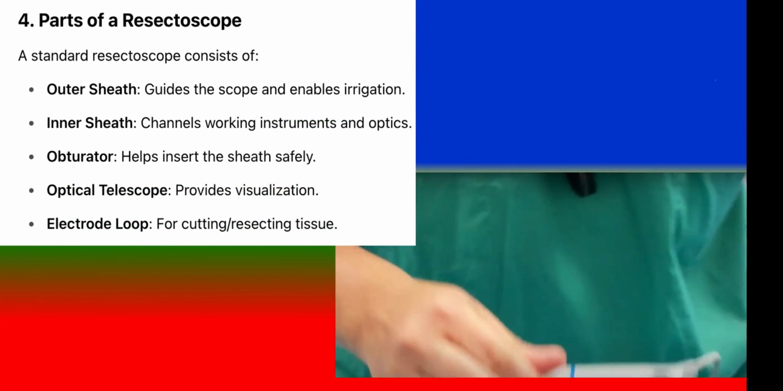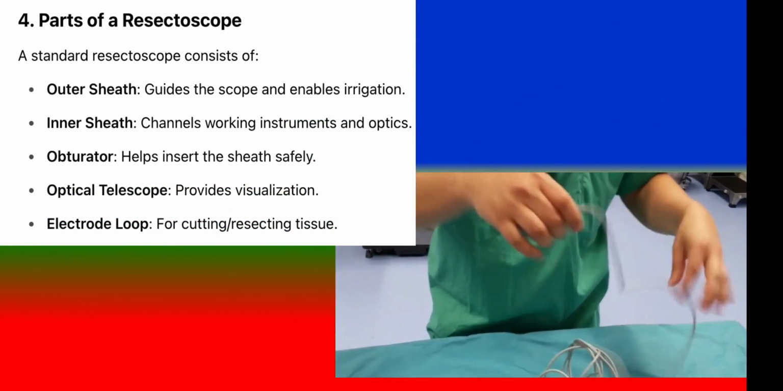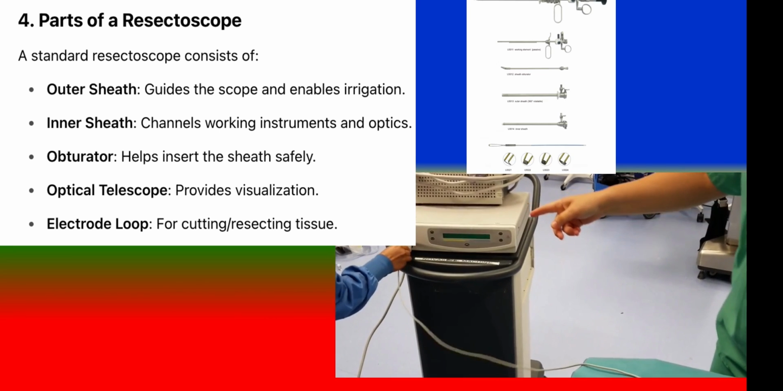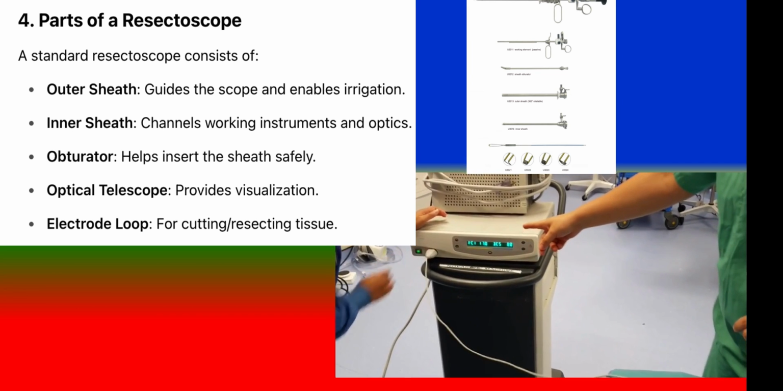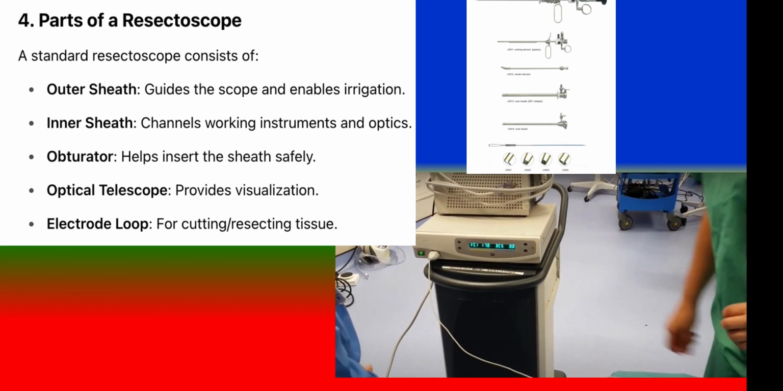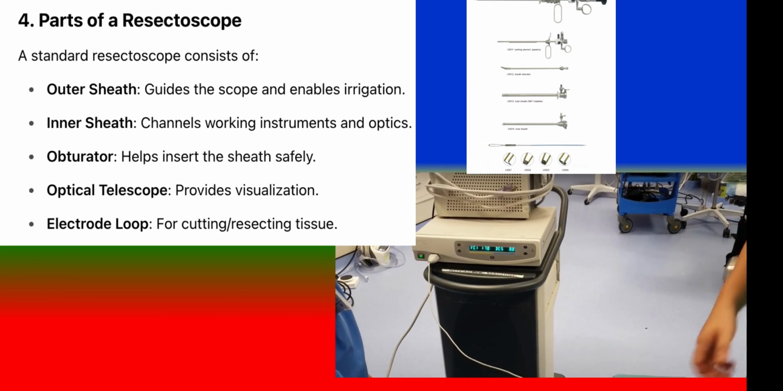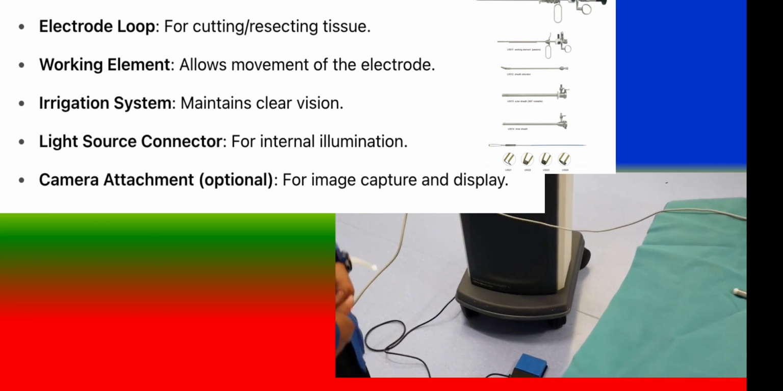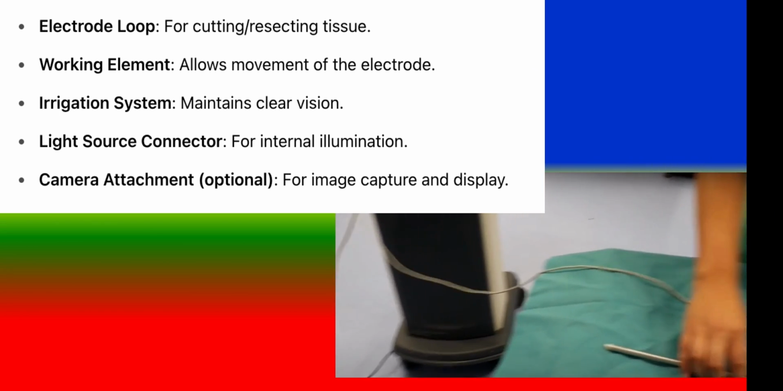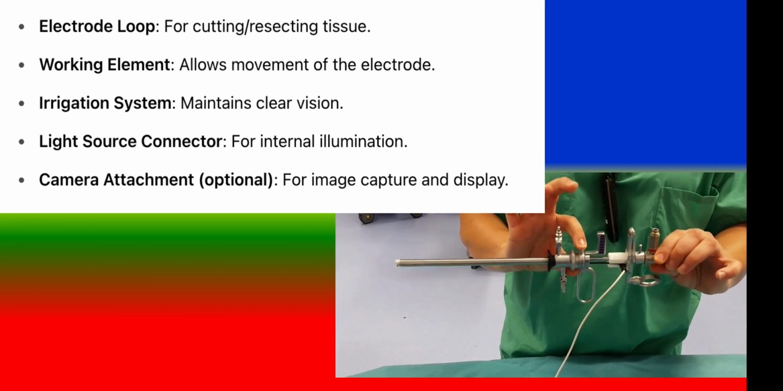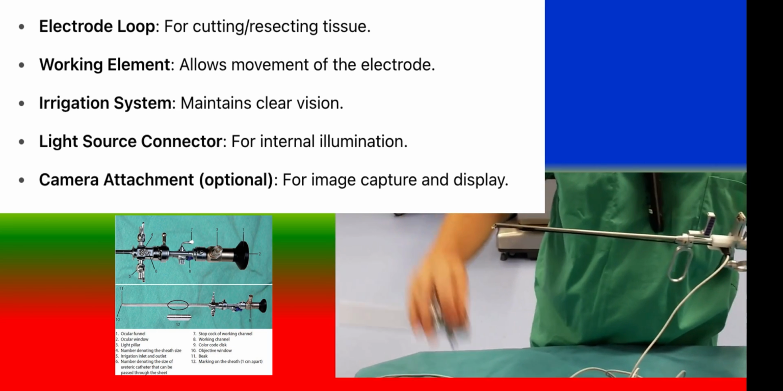4. Parts of a resectoscope. A standard resectoscope consists of: outer sheath, which guides the scope and enables irrigation; inner sheath, which channels working instruments and optics; obturator, which helps insert the sheath safely; optical telescope, which provides visualization; electrode loop for cutting and resecting tissue; working element, which allows movement of the electrode; irrigation system, which maintains clear vision; light source connector for internal illumination; and camera attachment, optional for image capture and display.